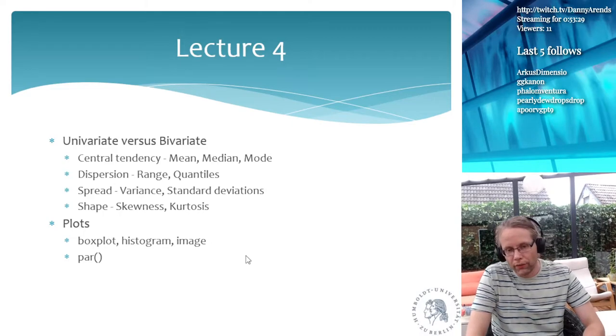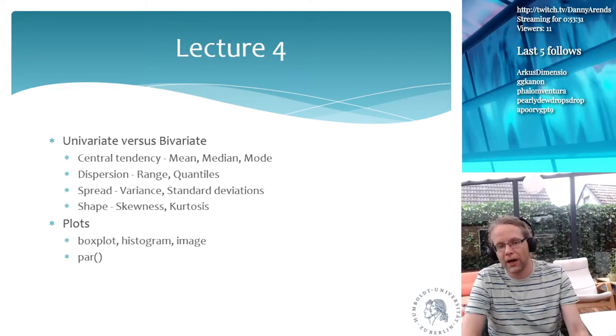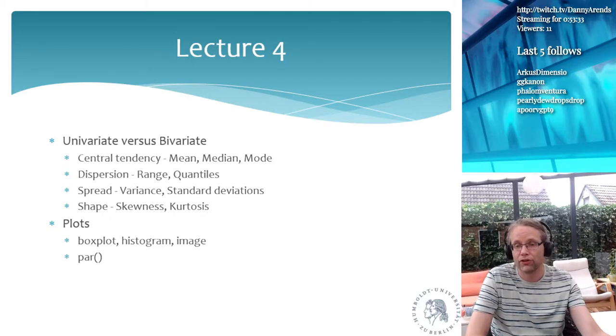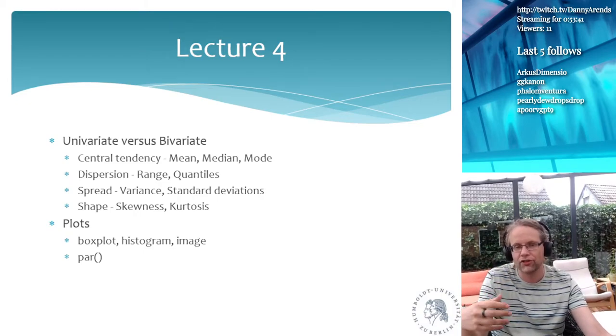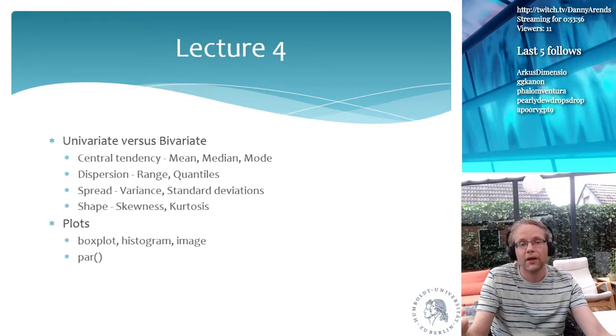In lecture number 4, we talked about univariate versus bivariate analysis, and we had a whole bunch of examples of univariate, more or less, statistics. We talked about central tendencies. What is the mean? What is the median? What is the mode? When we are computing the mean, know that there are 3 different types of mean, like the arithmetic mean, the geometric mean, and the harmonic mean.